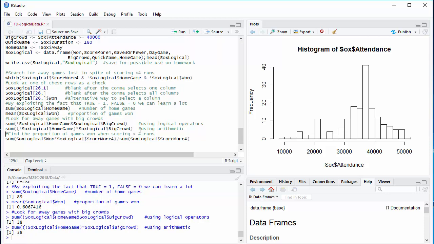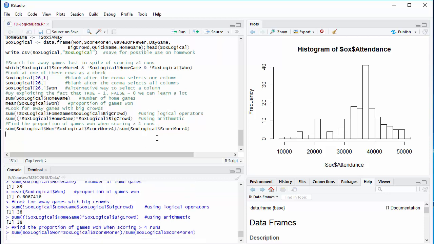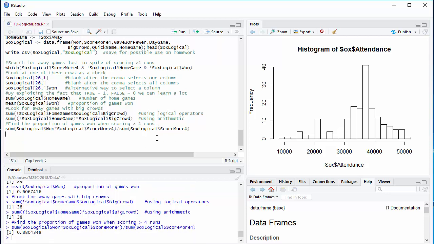What fraction of the games did the Sox win when they scored more than 4 runs? Easy. I just multiply the logical value in the win column by the logical value in the scored more than 4 column, divide by the sum of the scored more than 4 column, and I've got the answer to my question. So that will give you the flavor of how one can start to do data analysis in R.